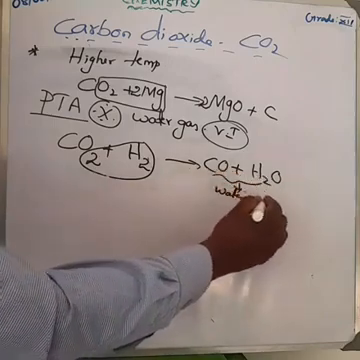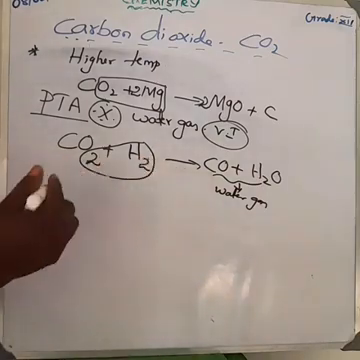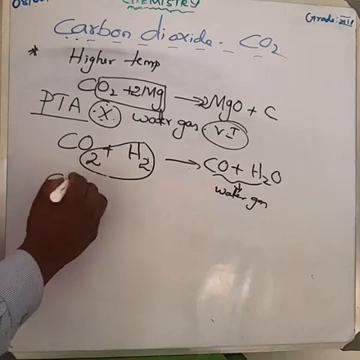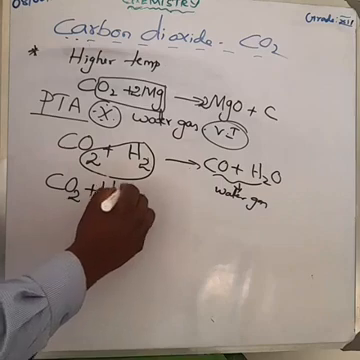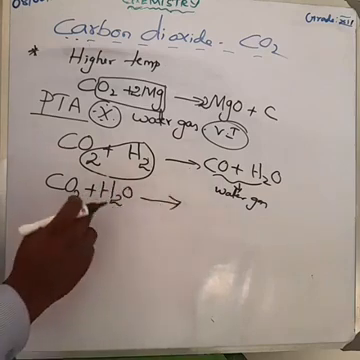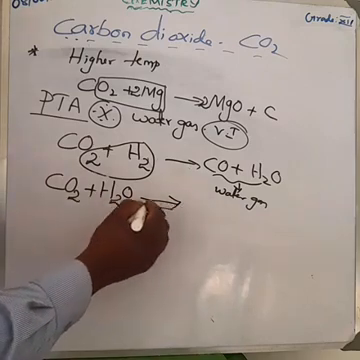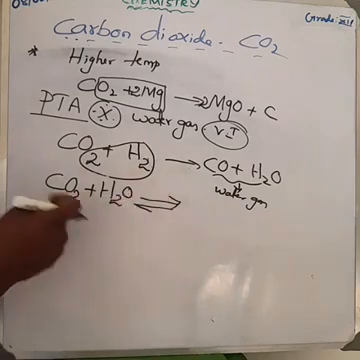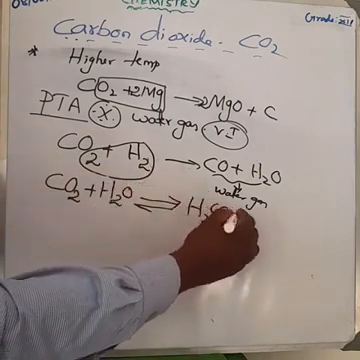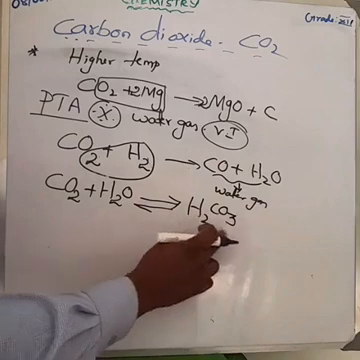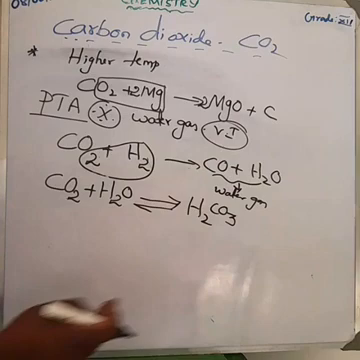Next, the acidic behavior. That means carbon dioxide reacts with water. Carbon dioxide is acidic in nature. It reacts with water to form carbonic acid. What is the formula of carbonic acid? H2CO3. The oxygen of water combines with CO2 to form H2CO3.